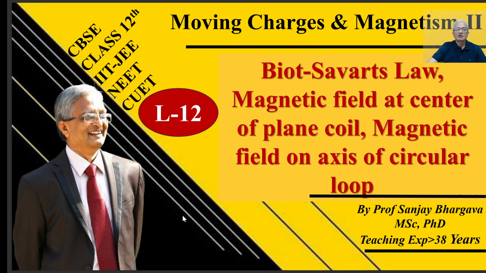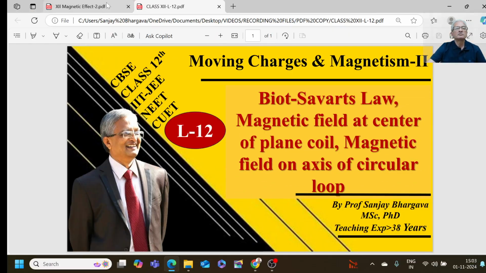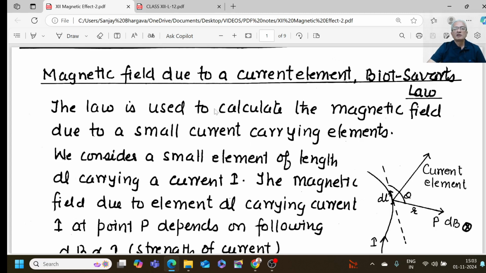In this video on moving charges and magnetism part 2, we would be studying about Biot-Savart's law, the magnetic field due to a current element, magnetic field at the center of a plane coil, magnetic field due to a circular arc, and magnetic field on the axis of a circular loop. We begin with magnetic field due to a current loop, the Biot-Savart's law.